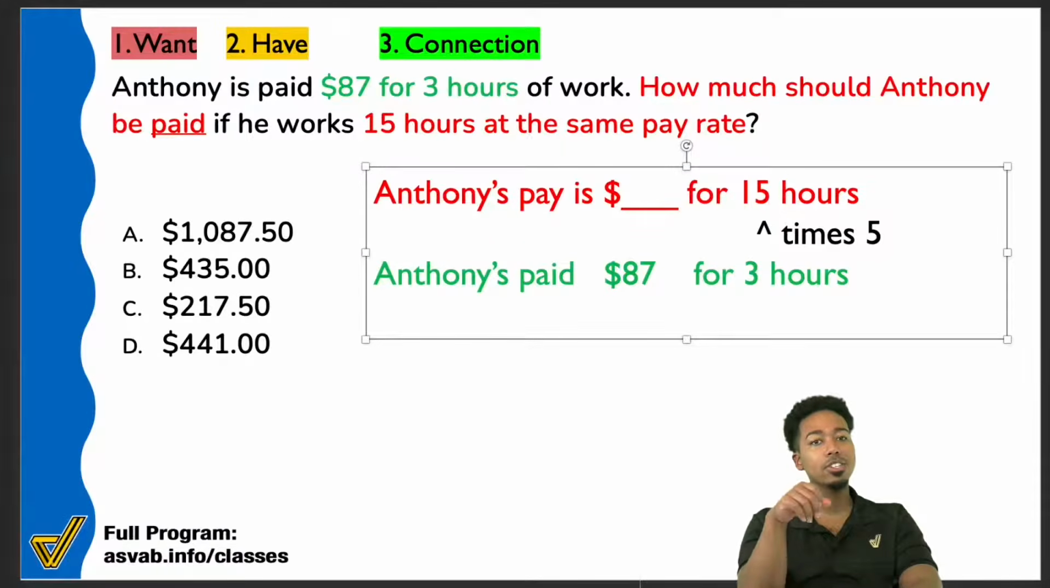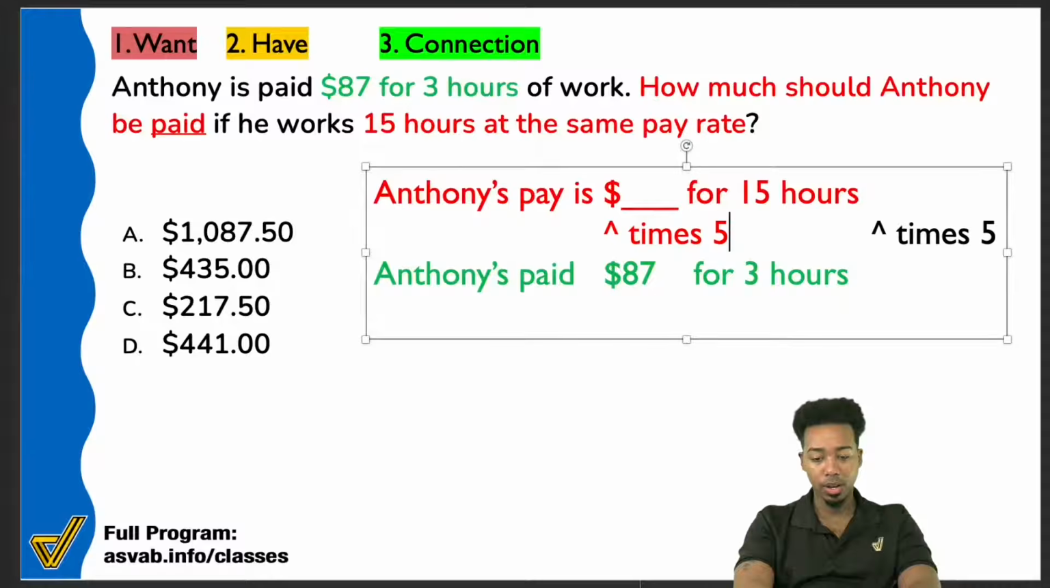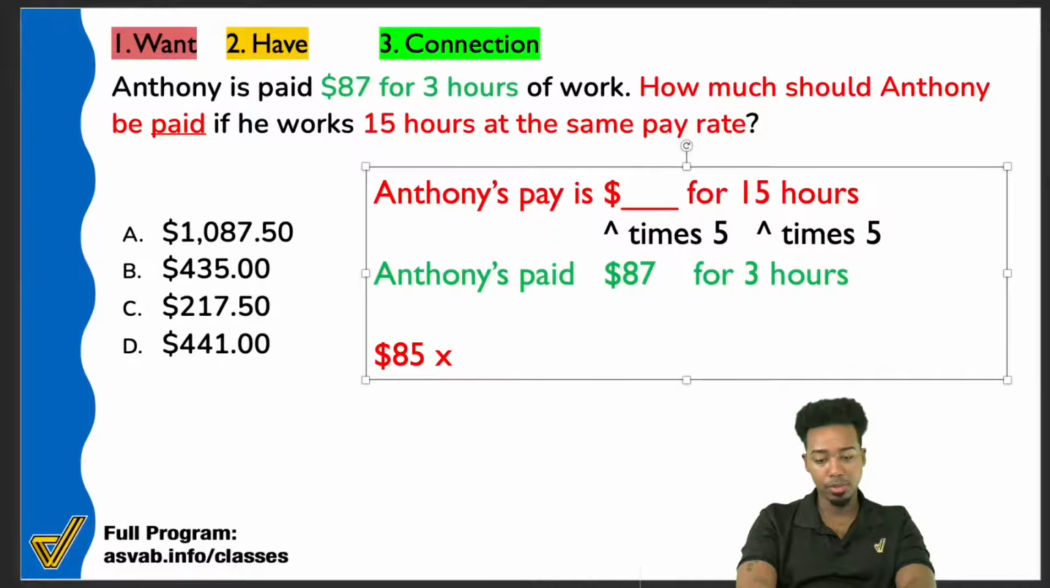So guess what the comparison is from $87 to the correct answer? What do we need to do to 87 to get the correct answer? Times 5. Yep, we can get that done mentally quickly. Right over here, that'll be times 5 as well. And so we'll make that black again. So boom. And so therefore, 87 times 5 equals $435. You're done. And that would be your answer.